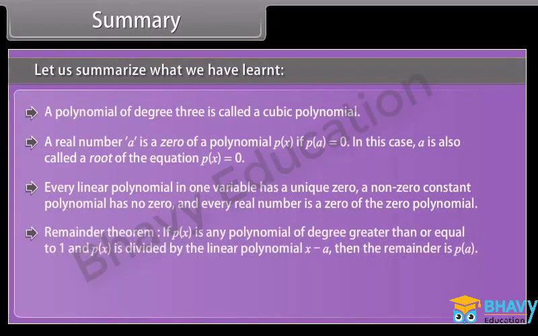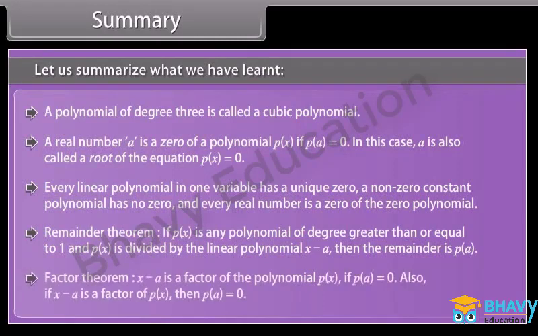Remainder theorem. If p(x) is any polynomial of degree greater than or equal to 1, and p(x) is divided by the linear polynomial x - a, then the remainder is p(a). Factor theorem. x - a is a factor of the polynomial p(x) if p(a) is equal to 0. Also, if x - a is a factor of p(x), then p(a) is equal to 0.